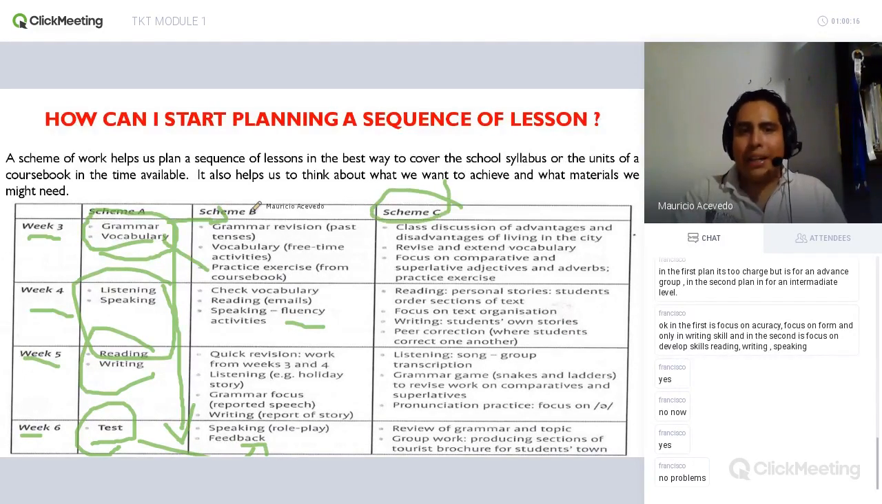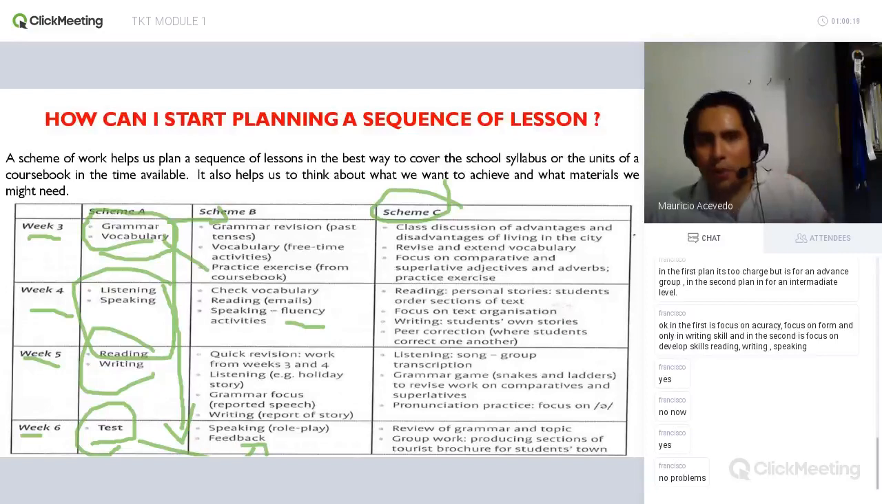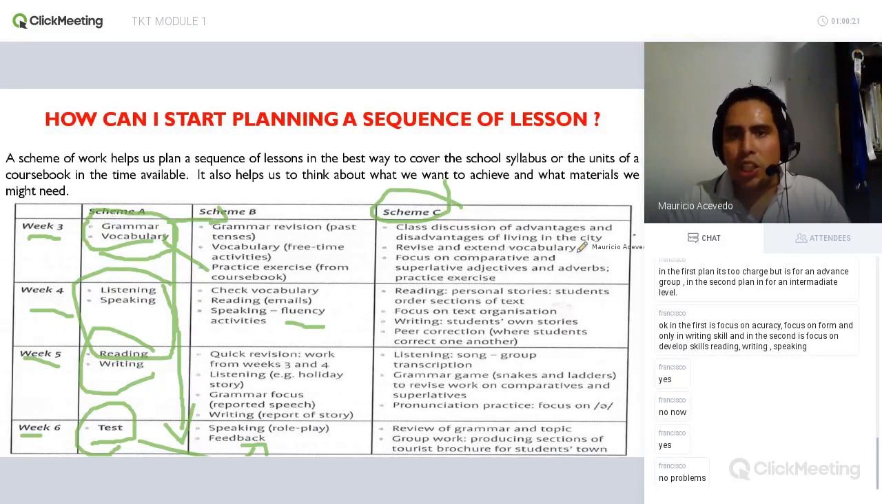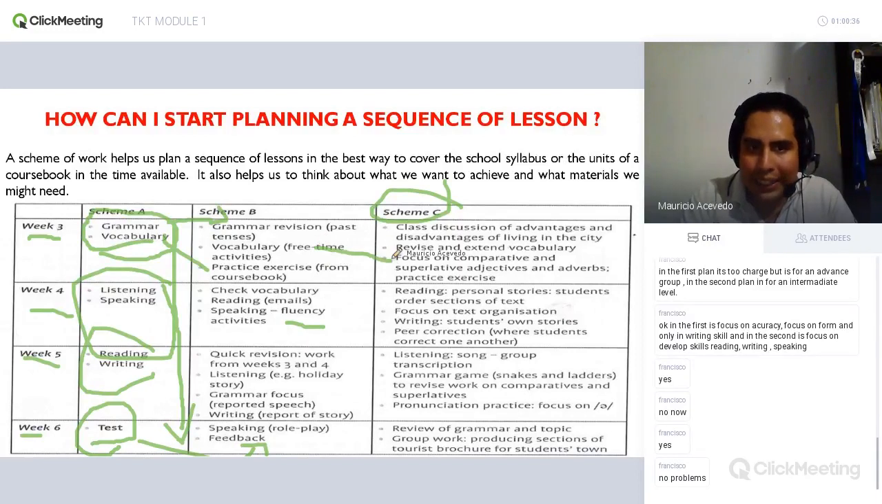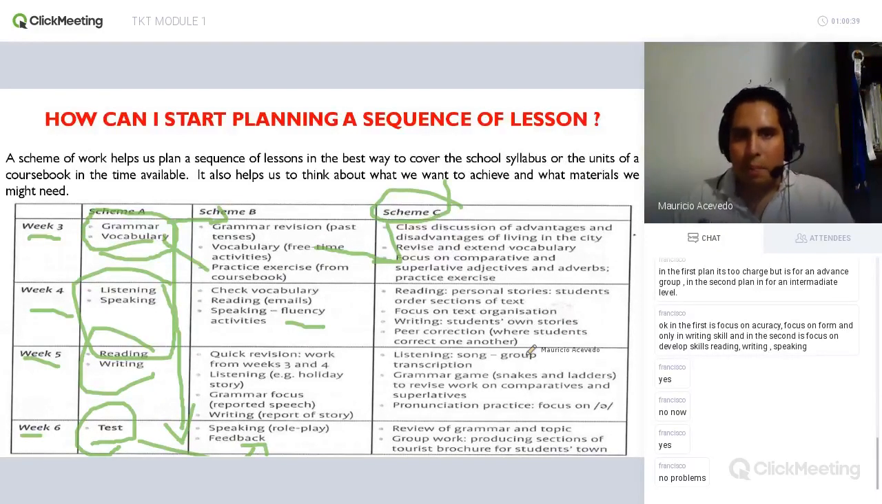Okay, grammar, yes, revision of past tenses, but how you're going to revise it. Class discussion of the advantages and disadvantages of living in a city. Revise and expand vocabulary. Focus on comparative and superlative adjectives and adverbs. Practice exercise. Okay, so now you're going to look at vocabulary, but now in this way. Reading. Personal stories, students order sections of text. Focus on form and organization. Writing, students' own stories. Okay, the next one, listening, song of a group, grammar game.